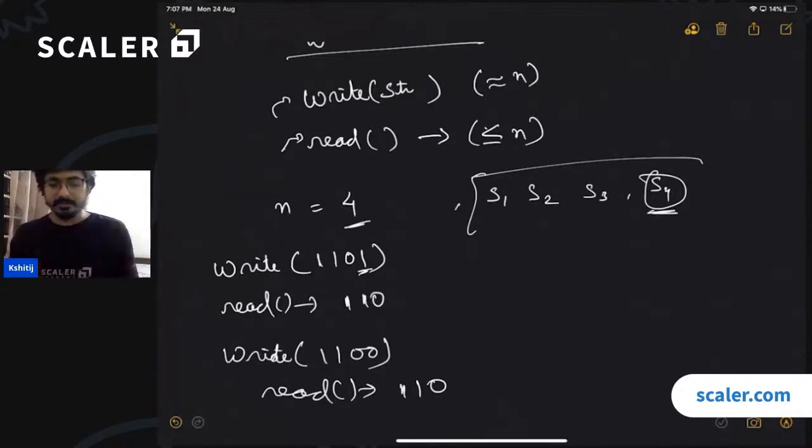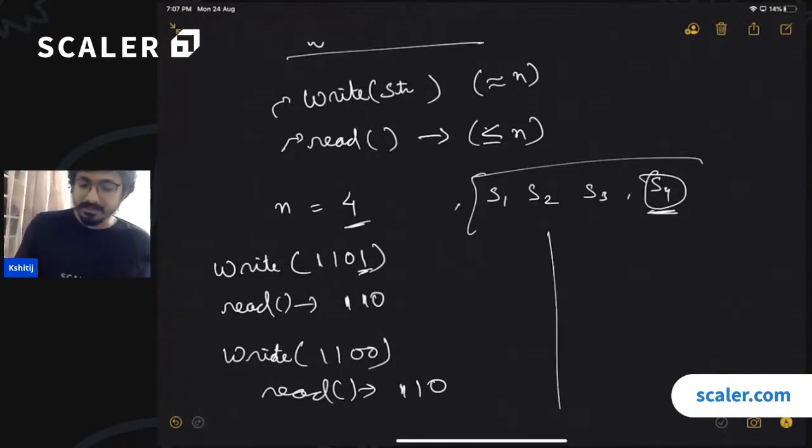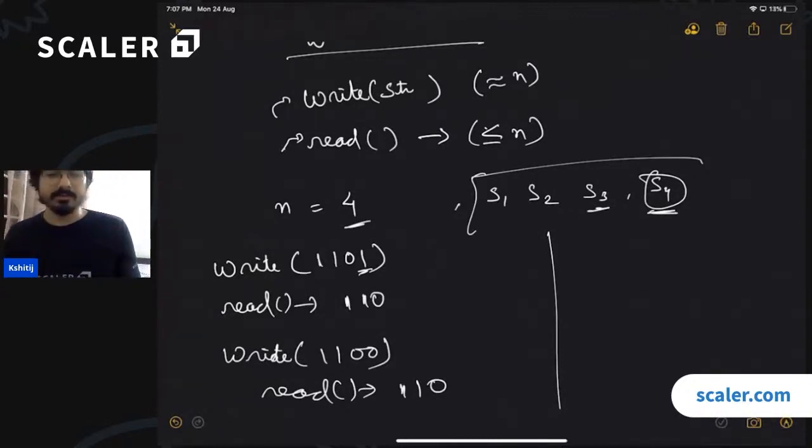It is not given that only one slave is faulty. Any number of slaves can be faulty. It might be possible that slave 3 and slave 4 both are faulty. In that case, you won't be getting the last two bits of your string.